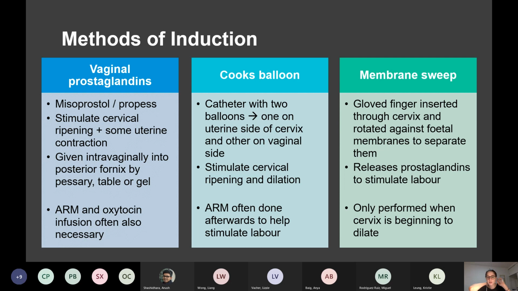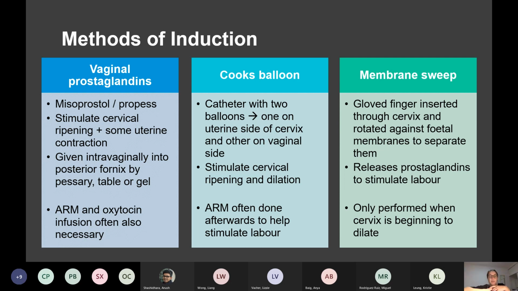So the first method we're going to go through is vaginal prostaglandins. These are misoprostol and Propess, and they basically stimulate cervical ripening, and they can be used when the cervix is unripe. So even if the cervix is zero dilated, you can give these because they'll help the cervix ripen as well. And they have some degree of helping contractions occur. You wouldn't use them as a uterotonic, but they can help initiate the contractions.